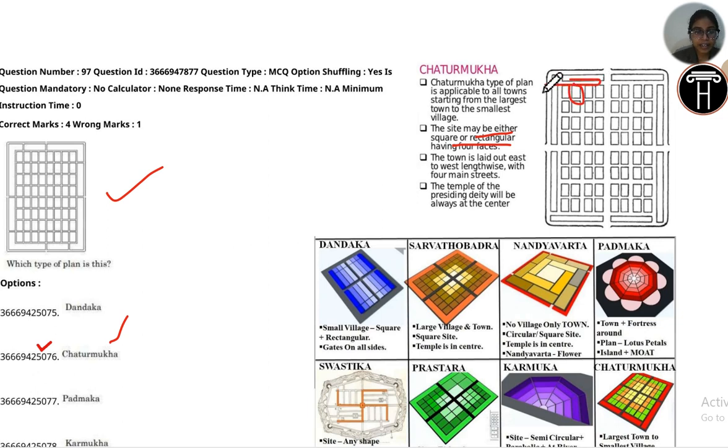The town is laid out east to west lengthwise, with four main streets. So these are your four main streets: 1, 2, 3 and 4. The temple of the presiding deity will always be at the center. They used to place the temple in the center, and from that center point they used to radiate the four streets in the four directions.